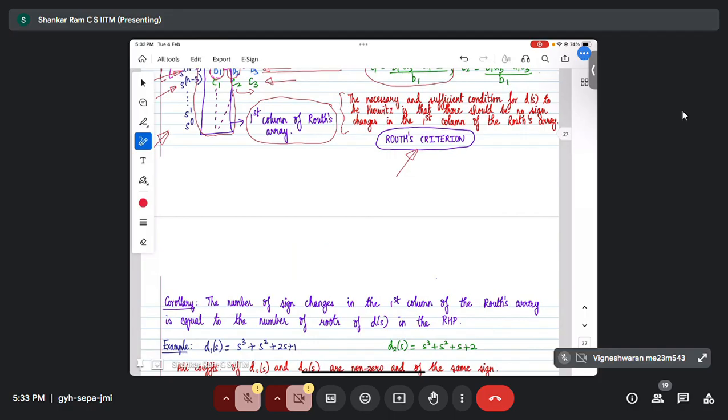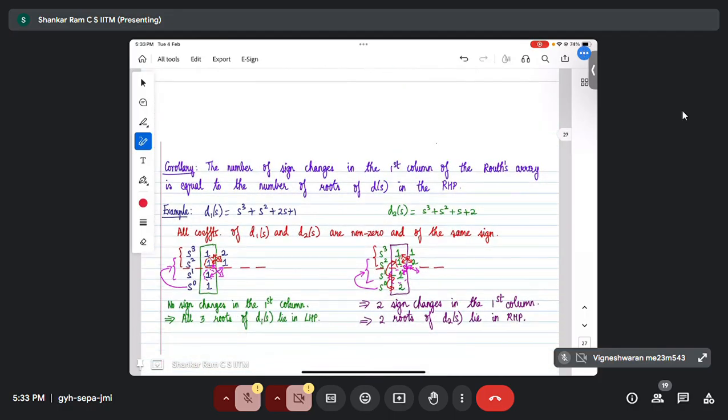Now, a corollary of that is, what is a corollary? A corollary is a result which follows from a previous result. Okay? So the corollary of that is that if at all there are sign changes, we know that it's not Hurwitz. So what do we mean by that? Of course, there are going to be roots in the right half of the complex plane. Not all roots are going to be in the left half. So the number of sign changes in the first column of the routes array is equal to the number of roots of D of S in the RHP, or right half plane. Okay, so that is the corollary.